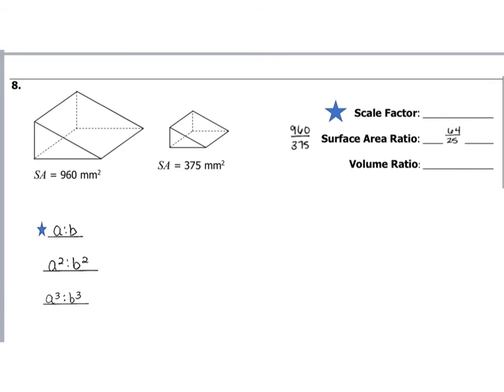Alrighty. So let's take a look at this one. What are we given? We are given surface area. And so we start here at surface area 960 to 375. If I put this in my calculator and hit math, enter, it's going to simplify for me, and it's going to simplify down to 64 to 25. So if I take the square root of 64, I get 8, and the square root of 25, I get 5.